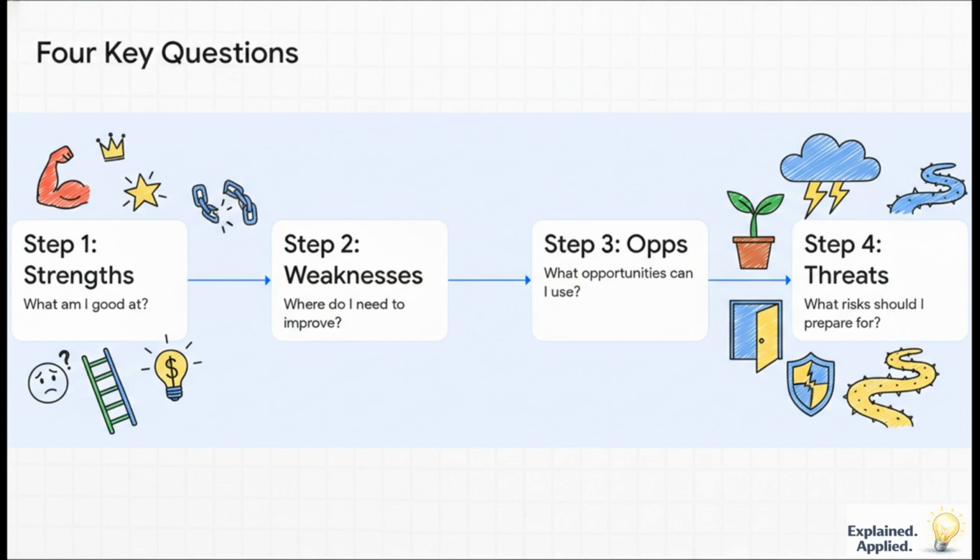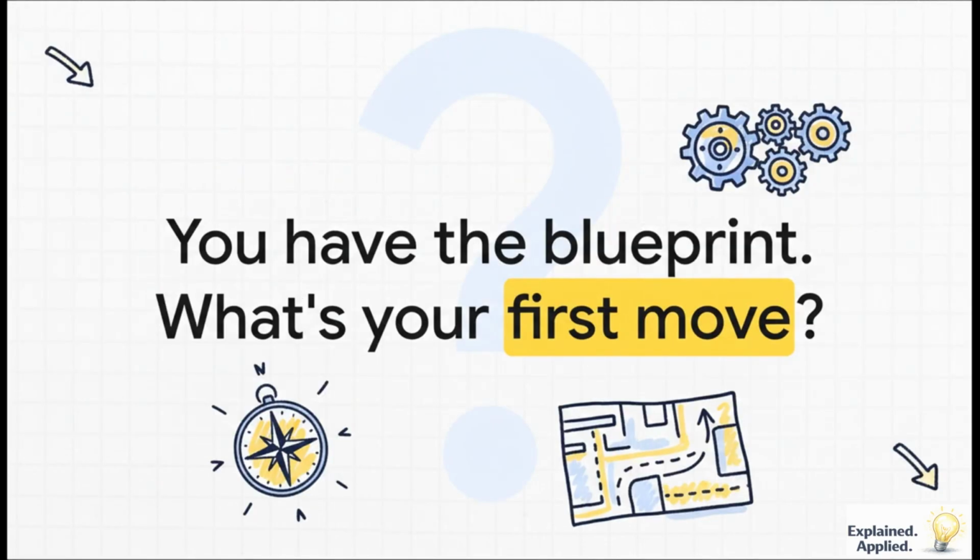In the end, it really just boils down to answering these four simple but incredibly powerful questions. What am I good at? Where do I need to improve? What opportunities are out there for me to grab? And what risks should I get ready for? Answering those questions gives you a clear and powerful blueprint for growth. You have the map. So really, the only question left to ask is, what's your first move?